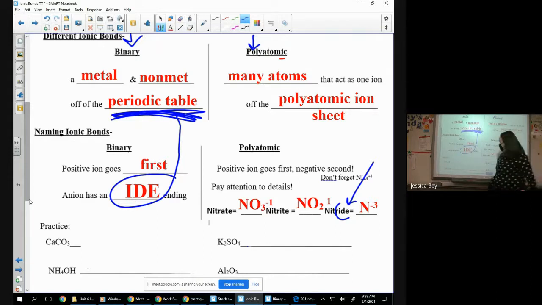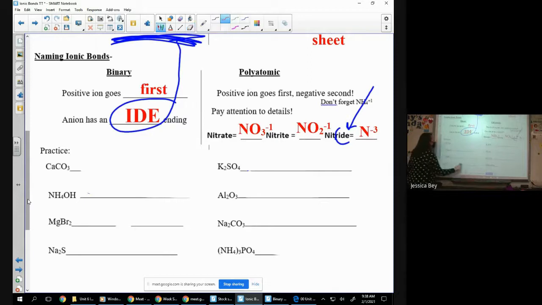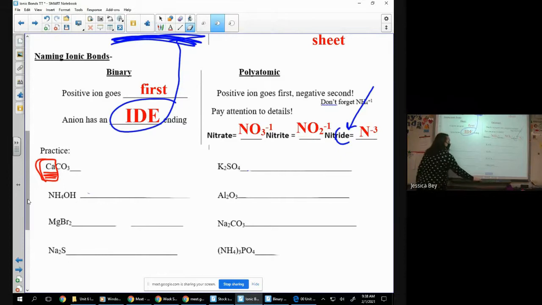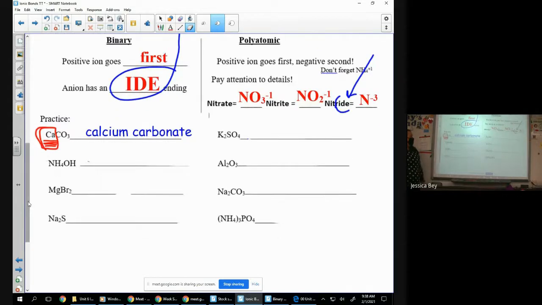So let's try a couple. These are easy. Let's do them together. What is the name of my metal here? It always goes first. We just write the full name. This is calcium. Can anybody look on there? When I see a multiple polyatomic ion, what is the name of CO3? On the top, go over, CO3. Carbonate. Very good. This is called calcium carbonate.